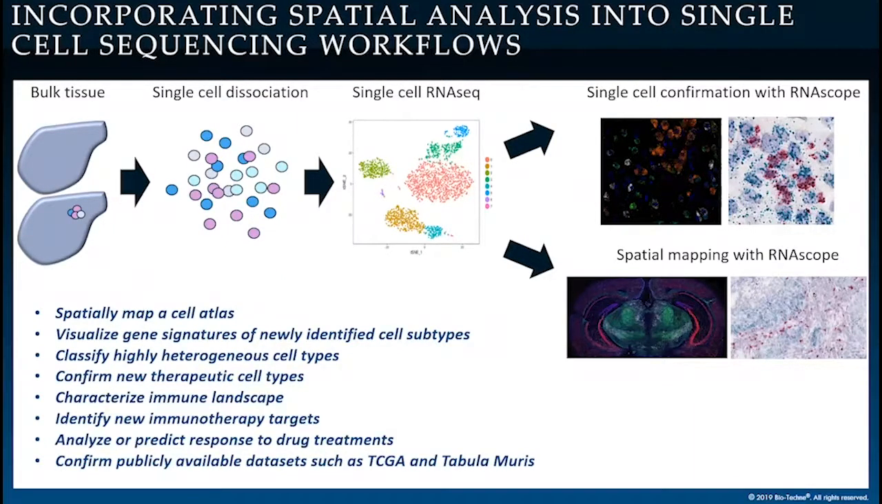You can also identify new cell types, classify highly heterogeneous cell types, confirm some of the new therapeutic cell types, characterize immune landscapes, as well as identify new immunotherapy targets, analyze or predict response to drug treatments. And lastly, confirming some of the currently publicly available data sets, examples such as the TCGA or the Tabula Muris.